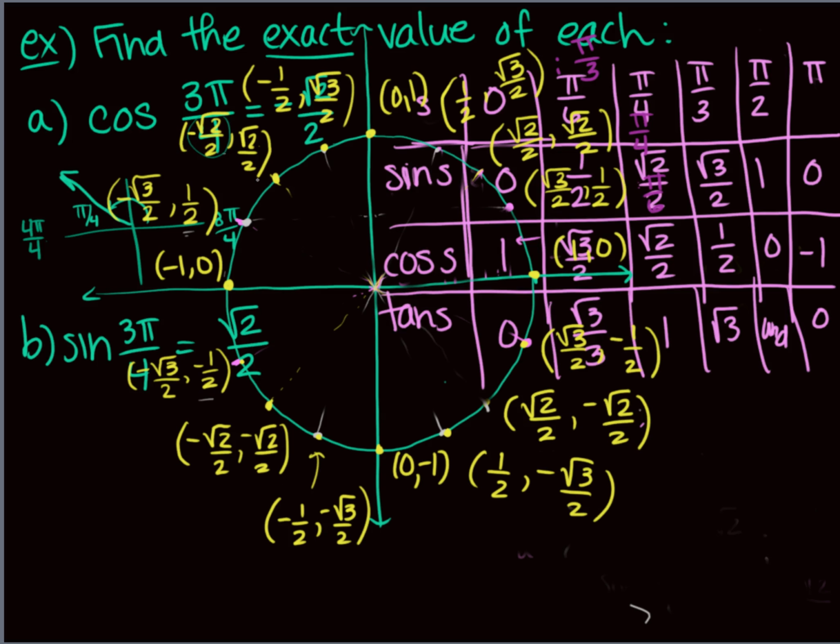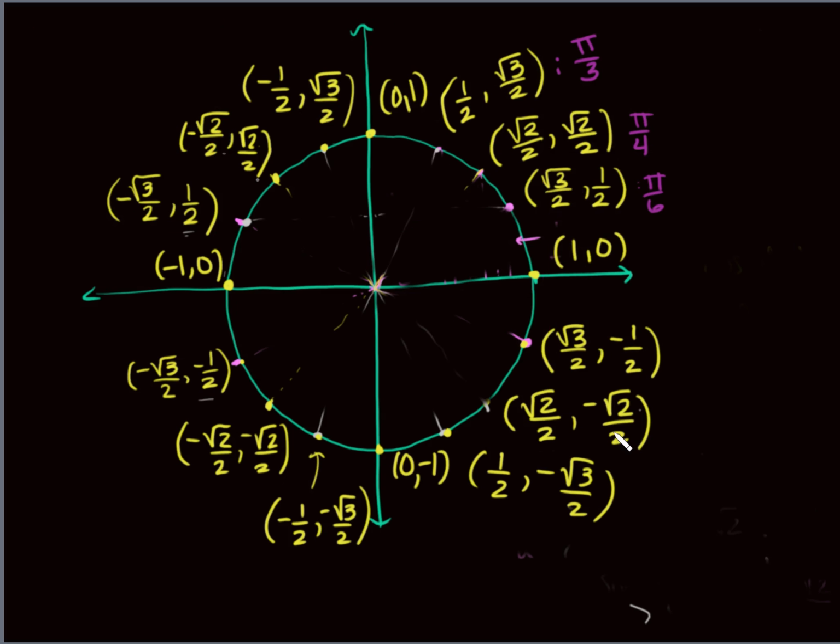You could also do this with the unit circle. If you have memorized the unit circle, which is a good time in and of itself, you still have to figure out where that 3 pi over 4 is. So here's 3 pi over 4. Here's the point corresponding to it. So I know my y value is root 2 over 2. My x value is negative root 2 over 2. So that's going to be your cosine, and that one's going to be your sine.